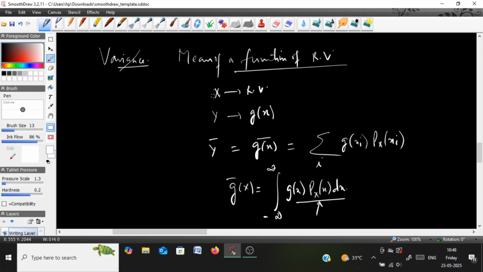Okay, so you have one random variable x and then you define another random variable y, which is basically a function of x. Then the mean of this random variable is simply given by this relation.